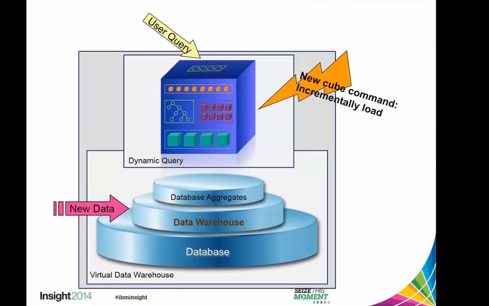And then at a later point in time, when you choose, you can issue a new cube command called Incrementally Load, which will pull data from the warehouse, from the fact table, and update the corresponding values in your aggregate cache as well as your query data cache, and refresh the expression and results cache. That all automatically happens when you initiate an incremental load command.